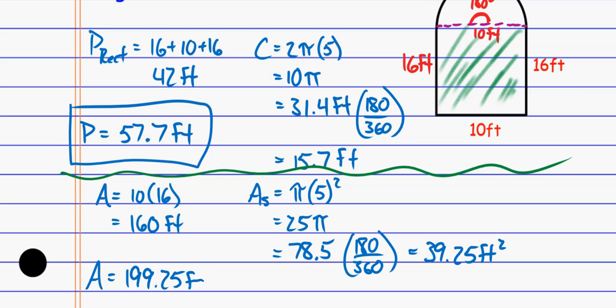199.25 square feet. So it's just that idea that sometimes we only want part of a circle to construct something. And sometimes it's going to be important to find the perimeter of that, which means I need arc length. Sometimes it's going to be important to find the area, so I need that sector area. And now I'm using that area addition once again.